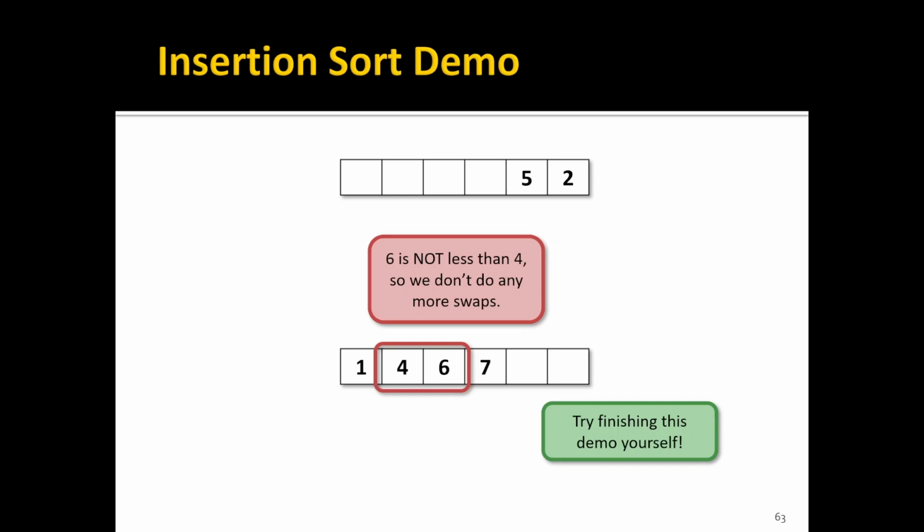Next pass, we take a 5, put it at the end, swap it till it's in place. Then we take the 2, put it at the end, and swap it till it's in place. Once we've done this with all of the items, then our output list is the sorted version of our input list.